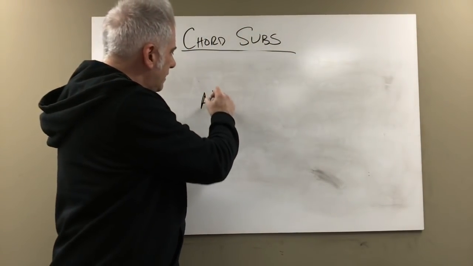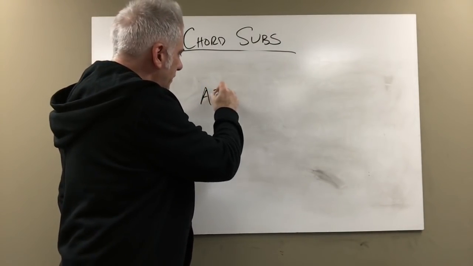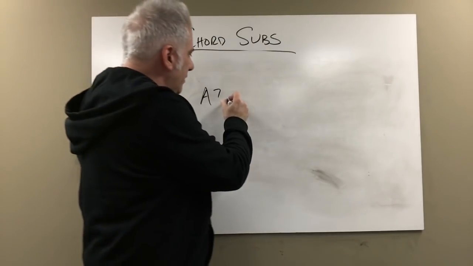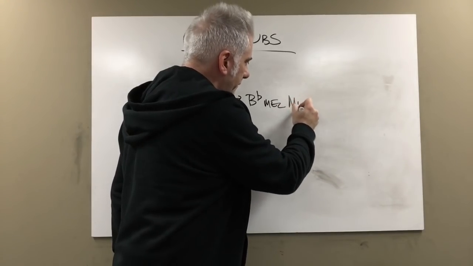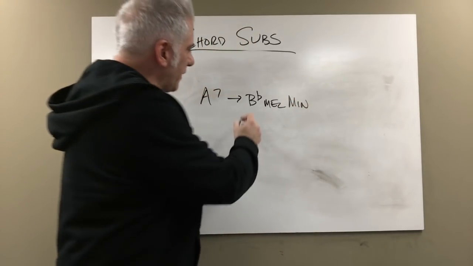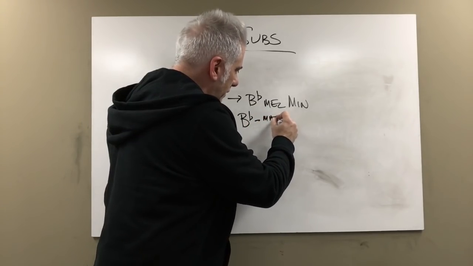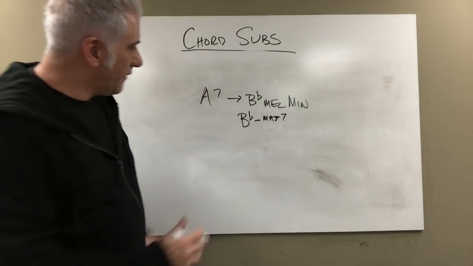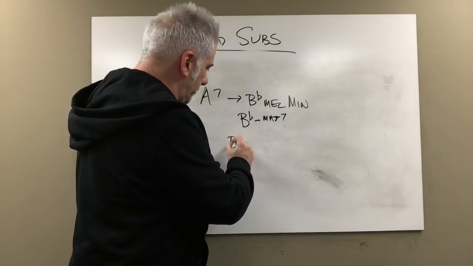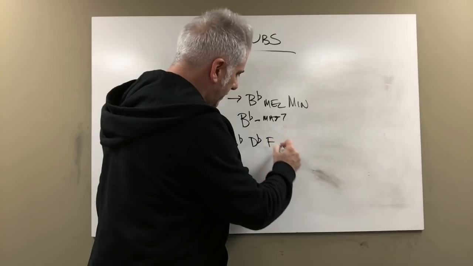So if you take an A7 chord, and I take the B flat melodic minor scale. Well, the one chord in B flat melodic minor is B flat minor major 7. Minor major 7, okay? That is a sub for A7 altered. Let's look at what the notes are. B flat, D flat, F, A.